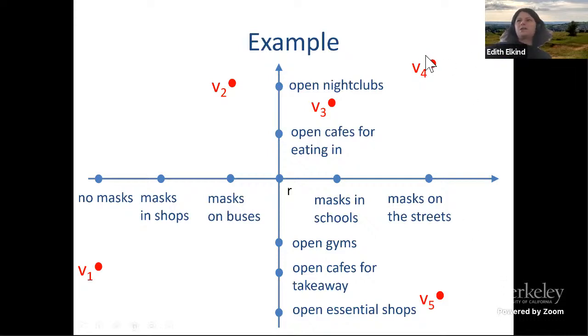And on the other extreme, we have Agent 4 who wants everything to be open, but also insists on universal masking.